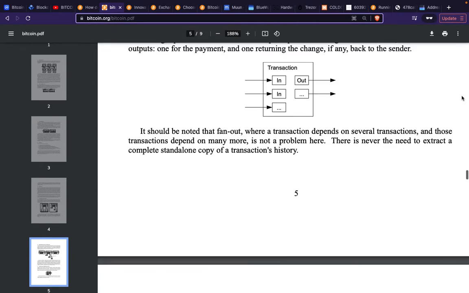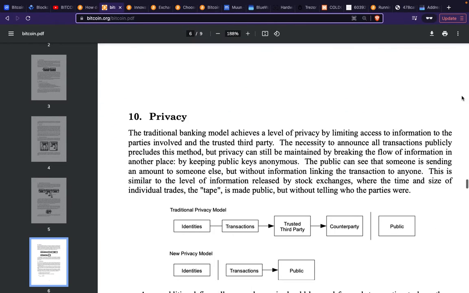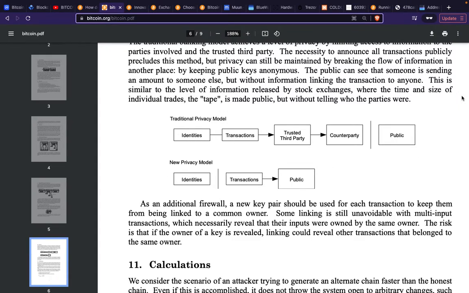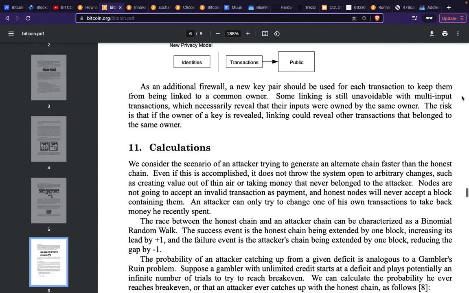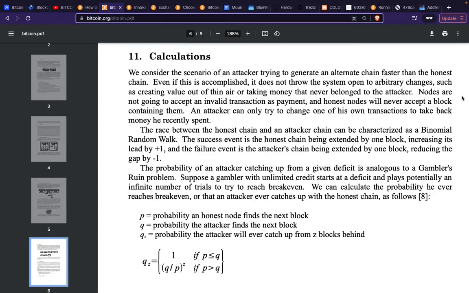So it's all unlimited. Then there's privacy. This basically talks about how it's good privacy practice to use one address once and then not use it again. Addresses are on chain, right? Good practices. And then you have the calculation.